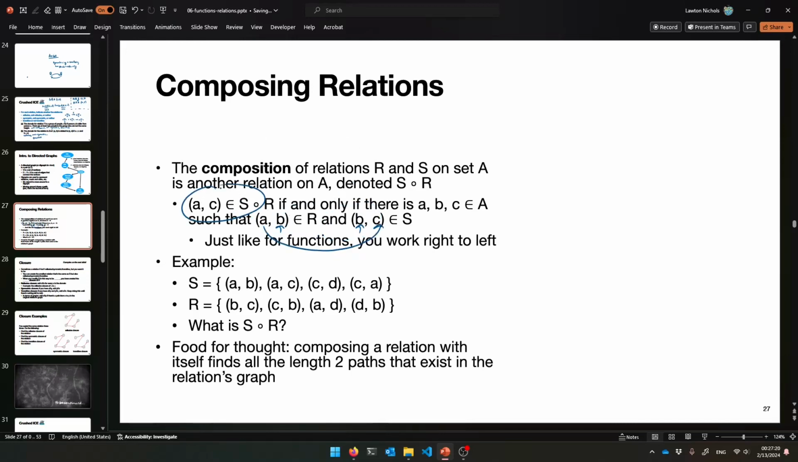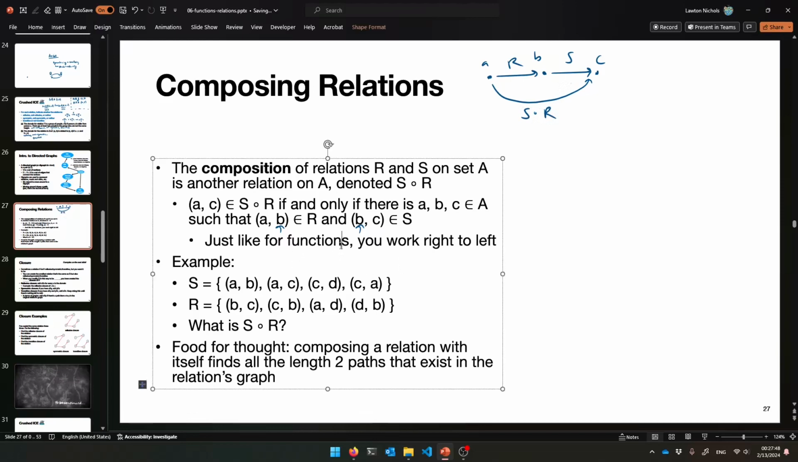They are now related. So here in picture form, this is what this is. If you have elements A, B, and C in your set, and you know that A is related to B under R, you do that one first, and you know that B is related to C under S, then in the composed relation, you have a relationship between A and C, straight from there to there. So this is S after R, or S composed with R. Okay? So just like for functions, you work from right to left.